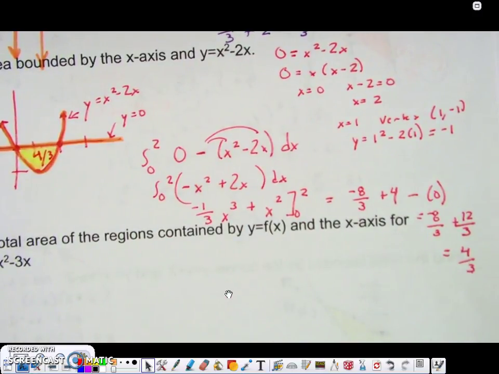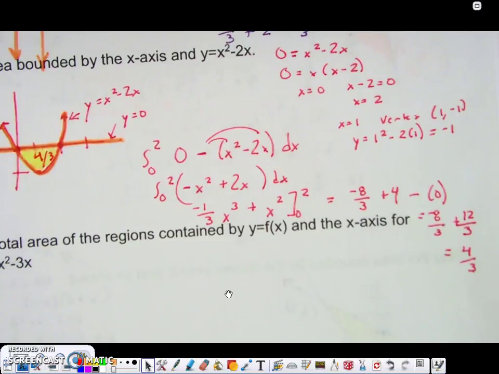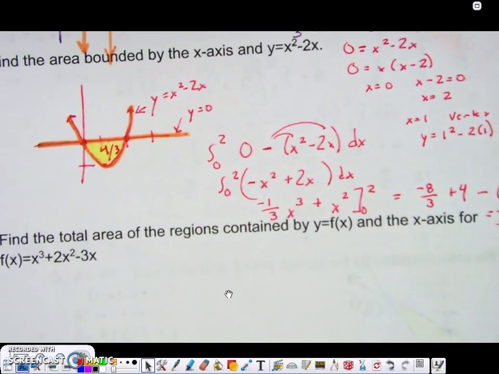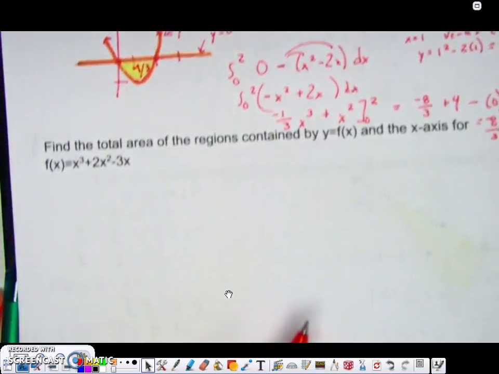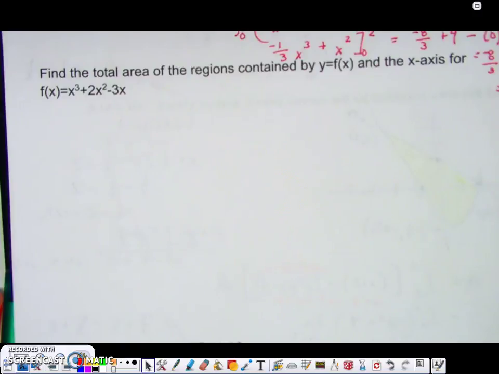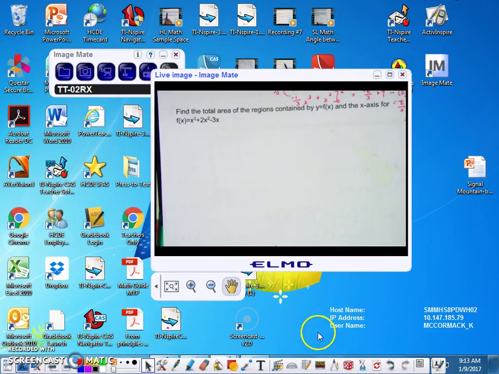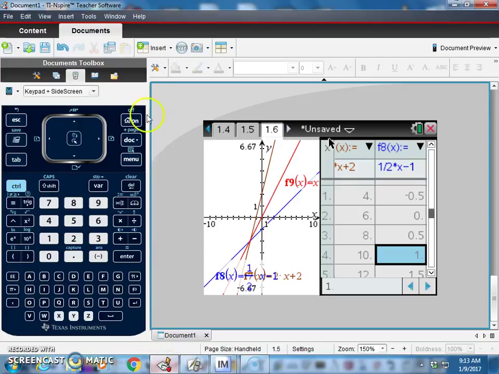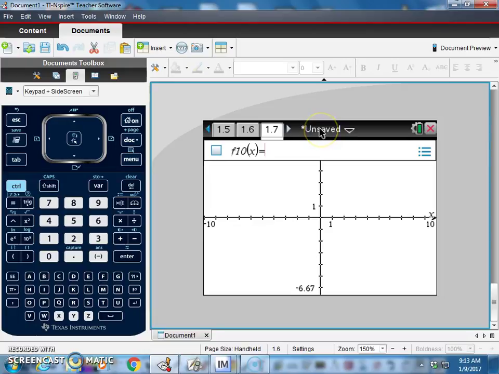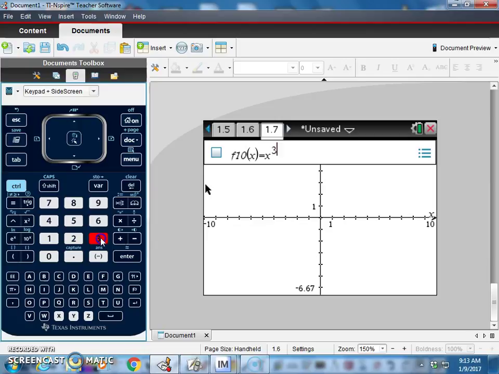Okay, the last one we're going to do is going to be done with the calculator. Finally, time to utilize that. It's going to again be bound by the x-axis and this curve, x cubed plus 2x squared minus 3x. So what I'm going to do is just graph those. We're going to do this one all calculator based. So I'm going to graph x cubed plus 2x squared.